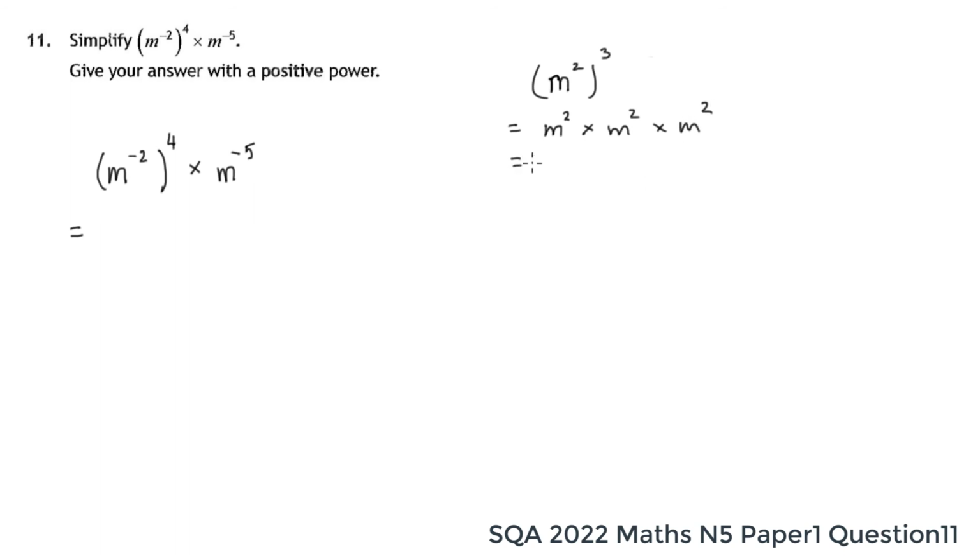And we know that m squared is just m times m, and that's happening 3 times. So if we count the number of m's that we're multiplying together, we get 6 of them. And I think you can now see what we've to do with these indices. We've to multiply them. So m to the negative 2 raised to the power 4, we would multiply these two indices. So we get negative 2 times 4, which would be negative 8.